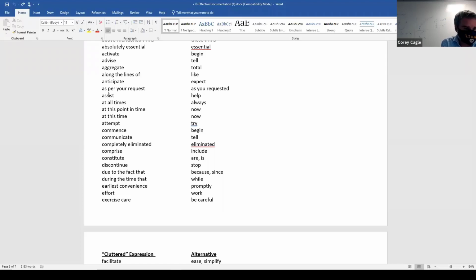Due to the fact that, that's too much. During the time that, a little wordy. Earliest convenience is something a lot of people use. What do y'all think? I like it. It's not horrible. This one, I disagree with. If somebody told me to do something promptly, I would get mad. Especially if they please advise me to do it promptly. Doubly mad.